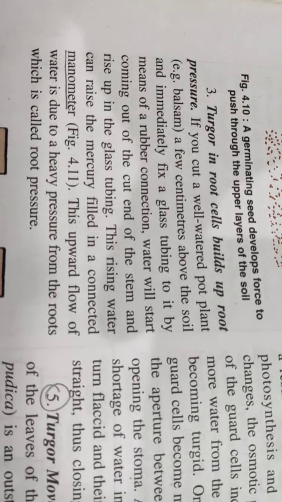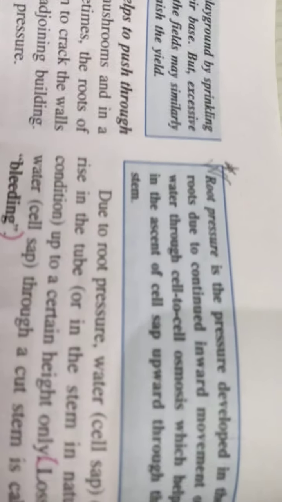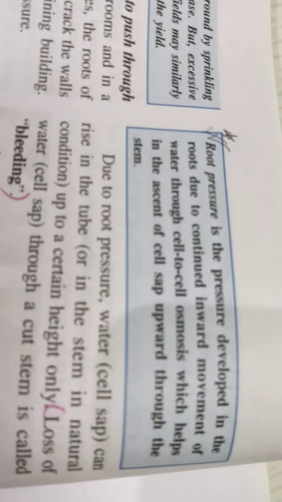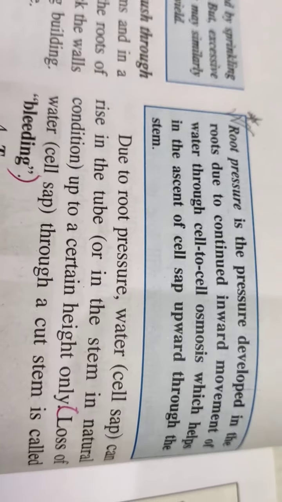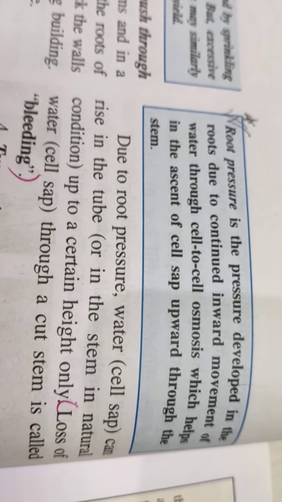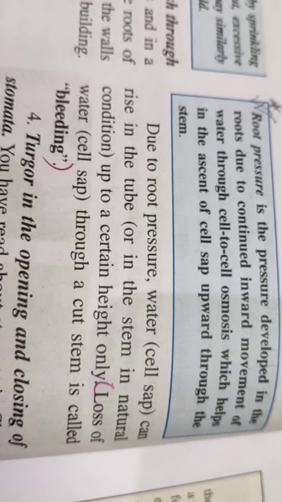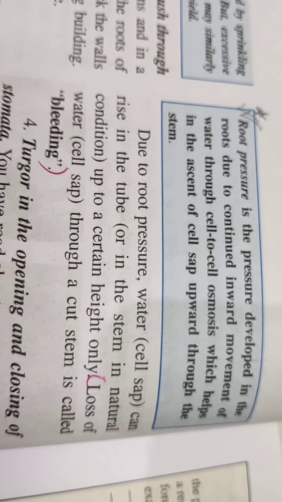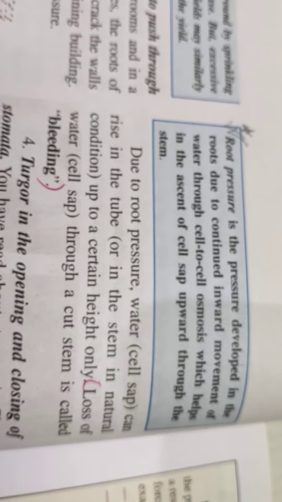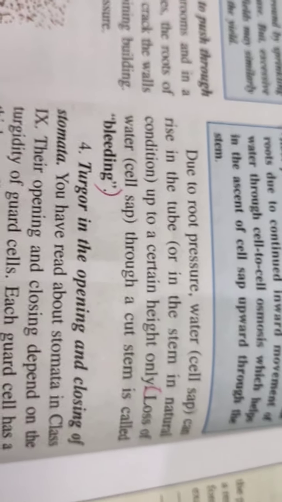Here, now we need to know the proper definition of root pressure. This is the proper definition of root pressure. It is the pressure developed in the roots due to continued inward movement of water through cell-to-cell osmosis, which helps in the ascent of cell sap upward through the stem. So this definition is important. You have to learn it. Loss of cell sap through a cut stem is called bleeding. Just you need to know what is bleeding, that's it.